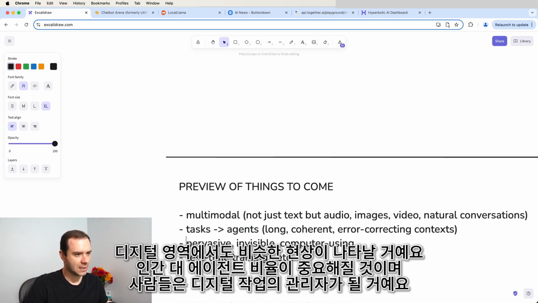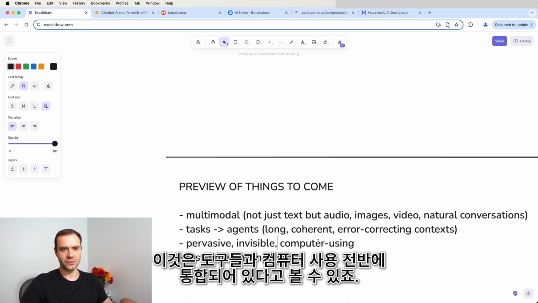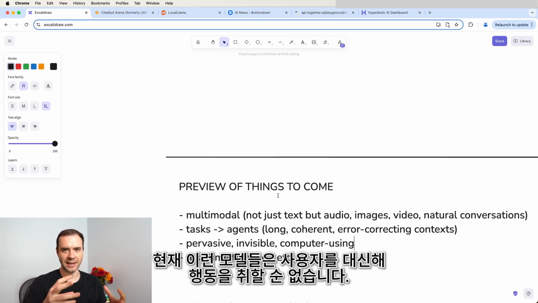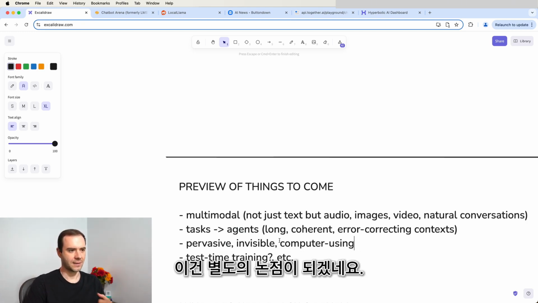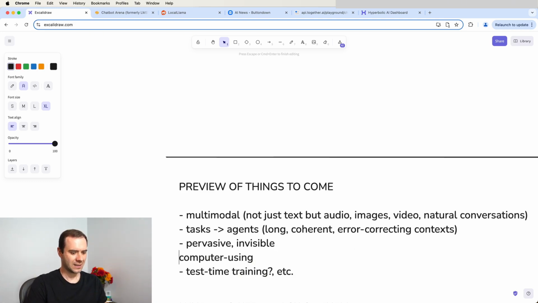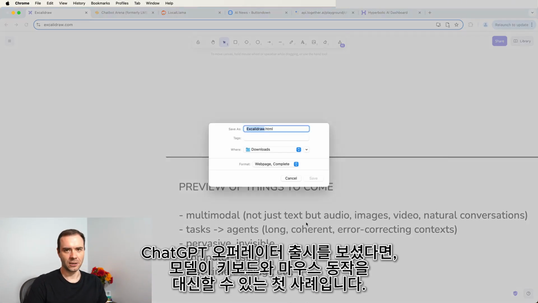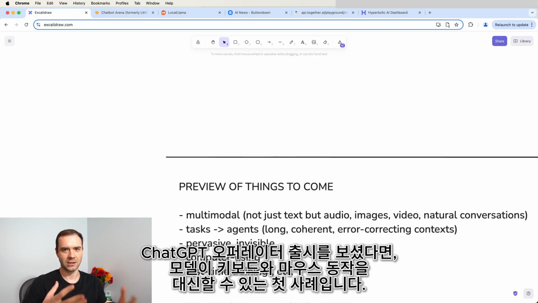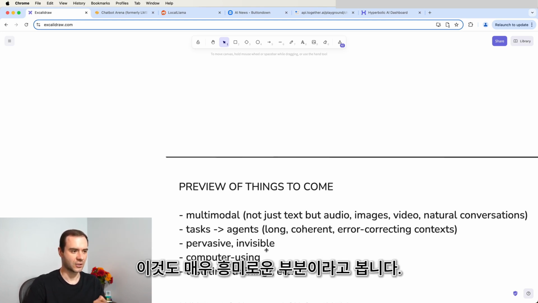Next, I think everything is going to become a lot more pervasive and invisible. So it's kind of like integrated into the tools and everywhere. And in addition, kind of like computer using. So right now, these models aren't able to take actions on your behalf, but I think this is a separate bullet point. If you saw ChatGPT launch the Operator, then that's one early example of that, where you can actually hand off control to the model to perform keyboard and mouse actions on your behalf. So that's also something that I think is very interesting.